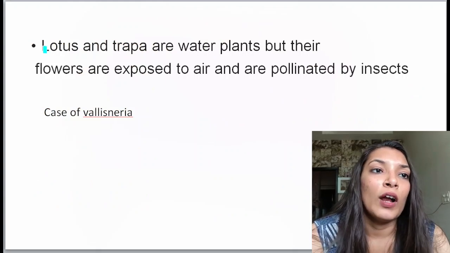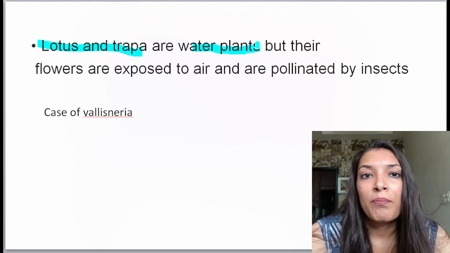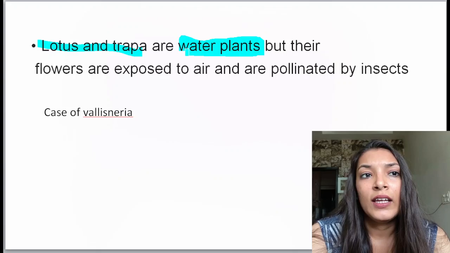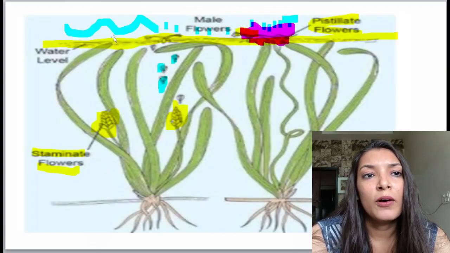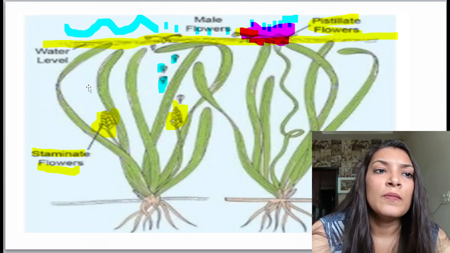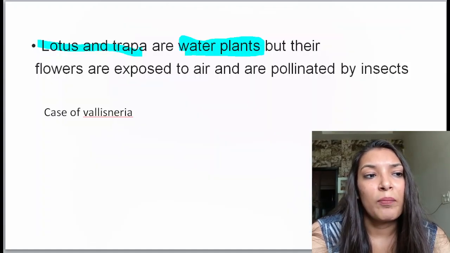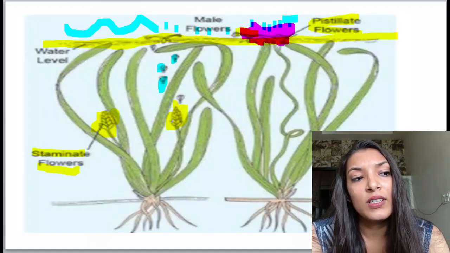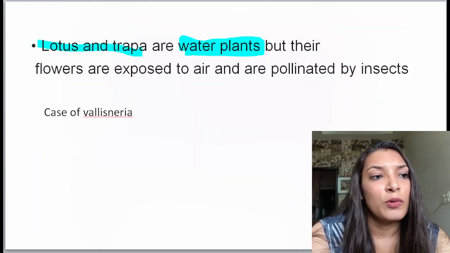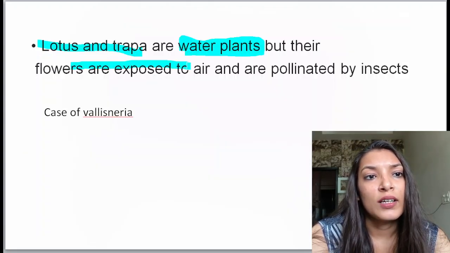Then you have two more plants, lotus and trapa. They are water plants, but they are not water pollinated, just like Vallisneria is. What happens in lotus and trapa is that they are already above the water surface. The case of Vallisneria was different as a water pollinated flower because the male flower was below the water surface. But lotus and trapa are pollinated by insects because the reproductive parts are already exposed to the air, outside the water.